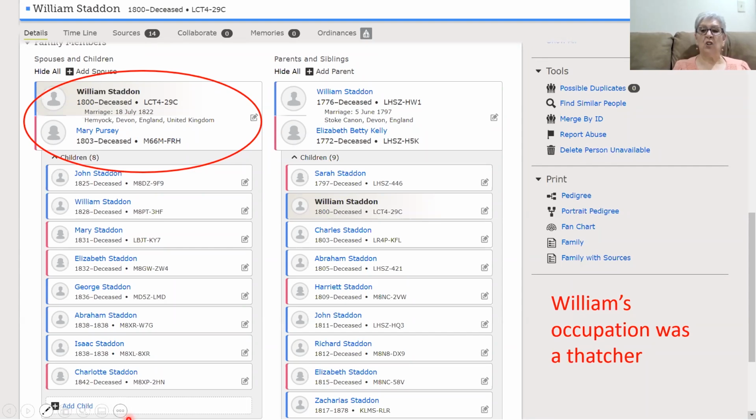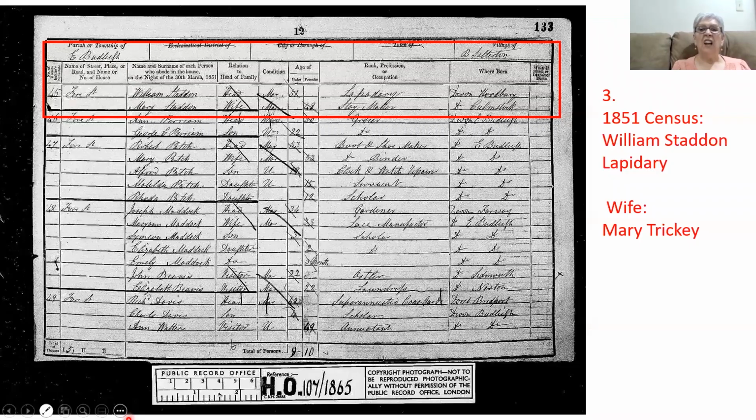So now, as you look at this, this is how I've reconstructed the family. So we have Charlotte, Isaac, Abraham going from the bottom, George, Elizabeth, Mary, William, and John, and those for the family. Now, I think there's probably another child that was born before John, because they were married in 1822, more than likely. As I say, it's a work in progress. So this is the one whose occupation was Thatcher.